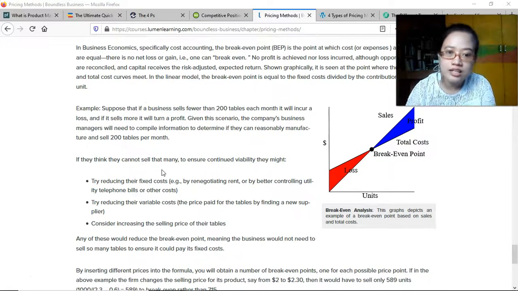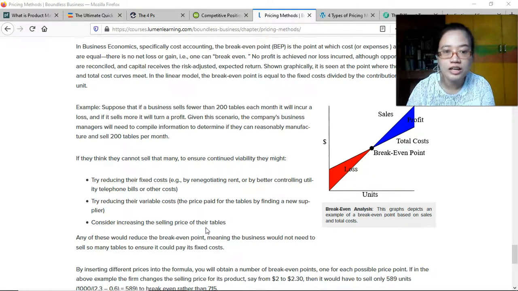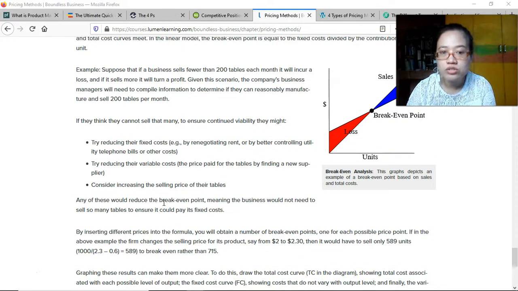If they think they cannot sell that many, to ensure continued viability, they might try reducing their fixed costs or their variable costs, essentially a reduction in cost. Or they can also consider increasing the selling price of the tables. Any of these would reduce the break-even point, meaning the business would not need to sell so many tables to ensure it could pay its fixed costs.